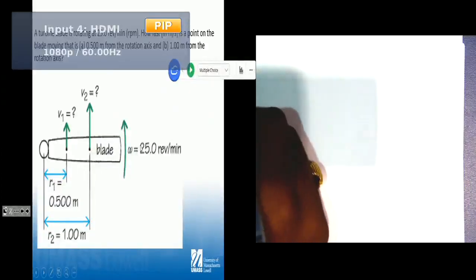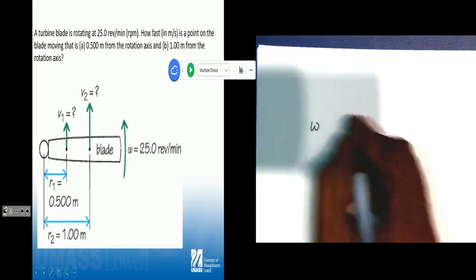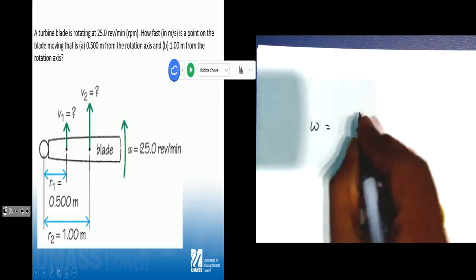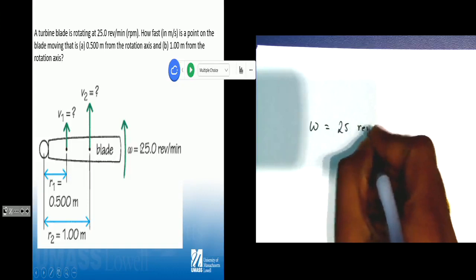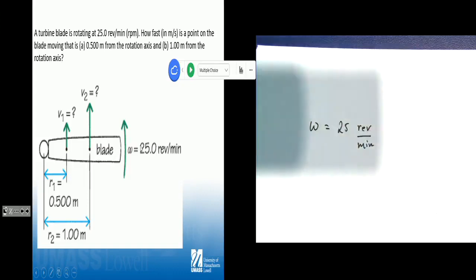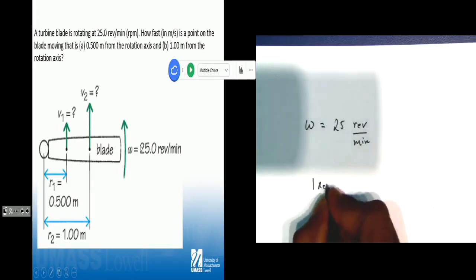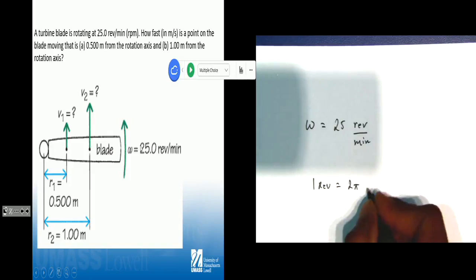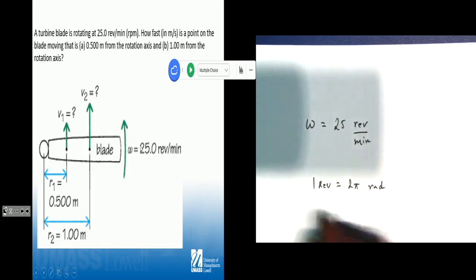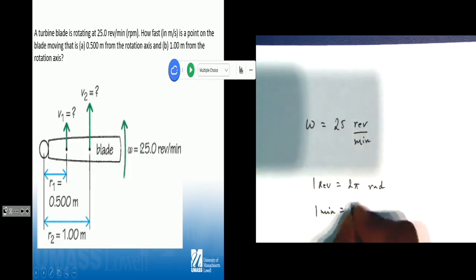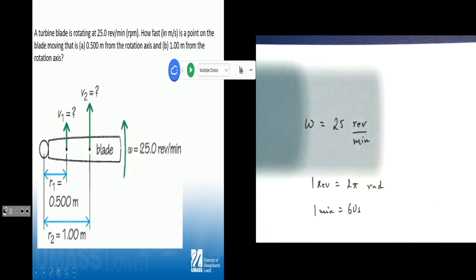So I'm given omega as 25 revolutions per minute. The SI unit is radians per second. So the conversion factors I want to use are 1 revolution is 2 pi radians, and 1 minute is 60 seconds. Everyone good so far?